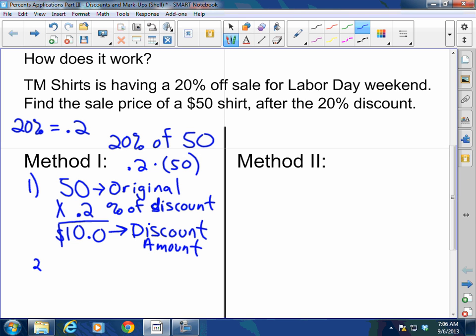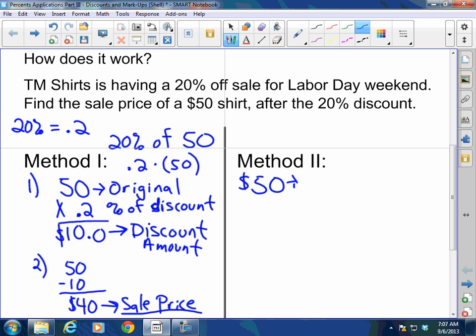So step 2, $50 minus the $10 discount equals $40. And that is called the sale price. It's called the sale price because this item was on sale. When something is on sale, it usually is reduced. Okay? Now, method 2.